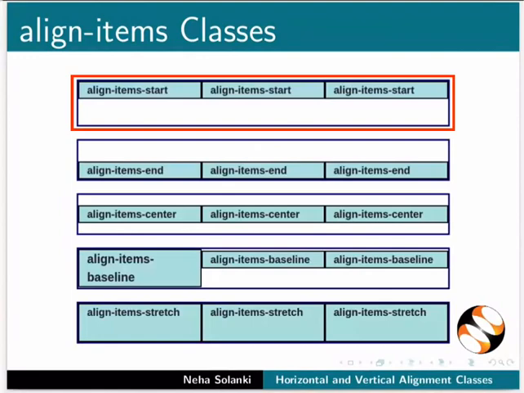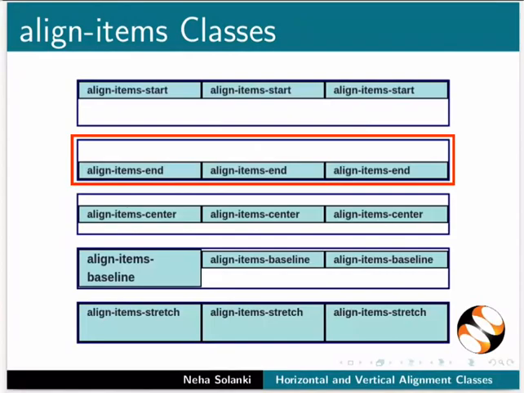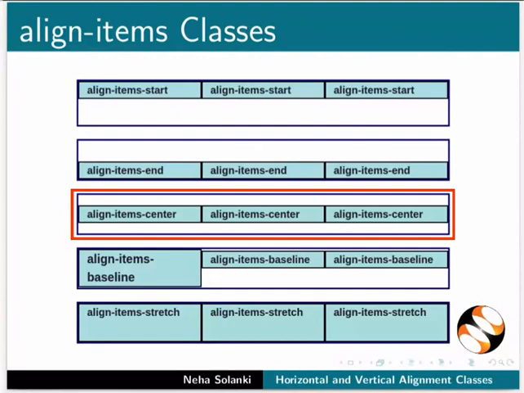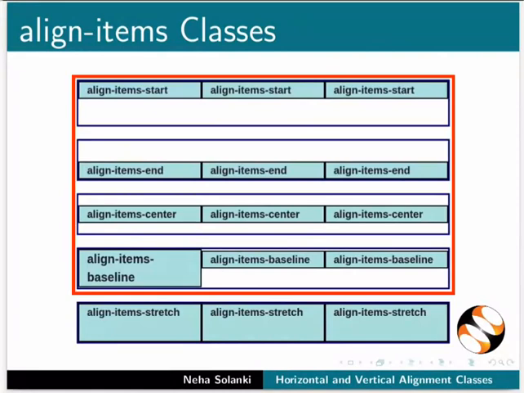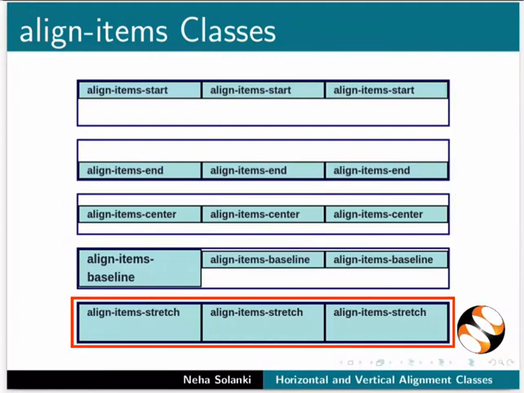In .align-items-start, columns are aligned to the top of the row. In .align-items-end, columns are aligned to the bottom of the row. In .align-items-center, columns are aligned to the center of the row. And in .align-items-baseline, columns are aligned according to the first line, that is baseline of every column. For the first 4 align items classes, the height of the column is adjusted according to the content. Lastly, in .align-items-stretch, the column height is stretched to the height of the parent row.